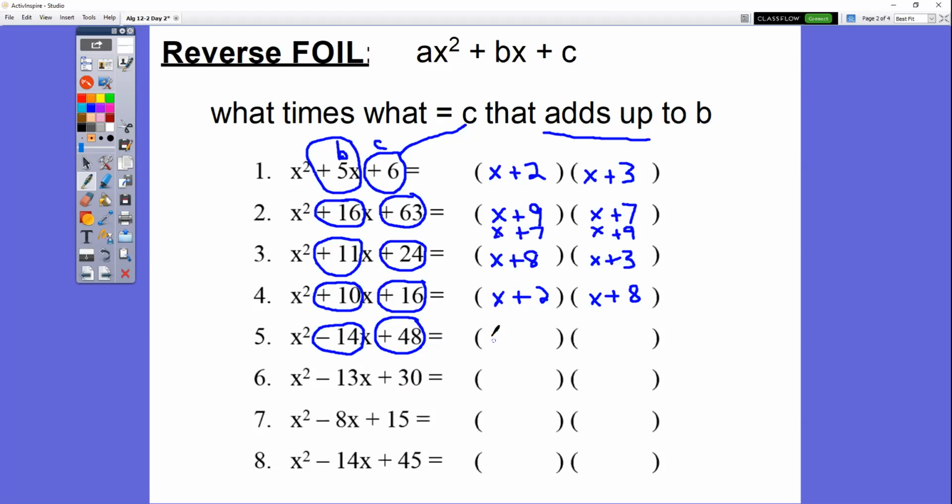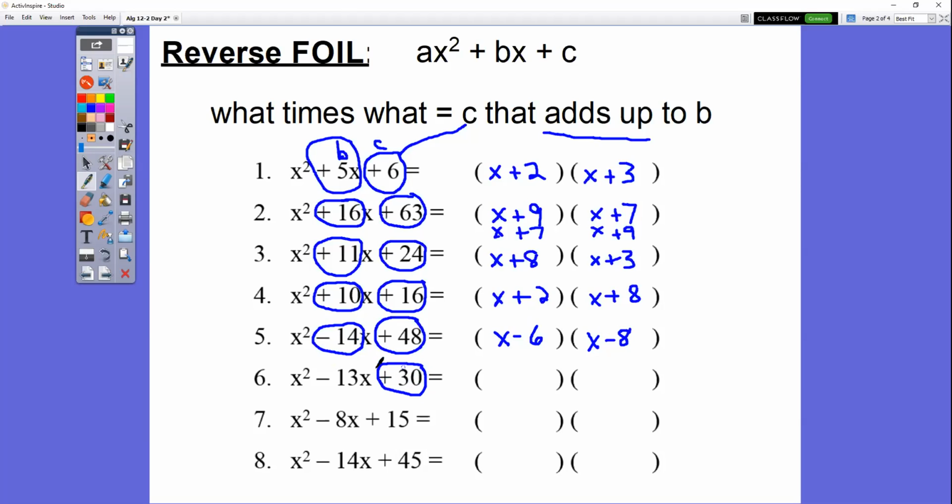Good. I see a bunch of correct answers. It is -6 and -8, because -6 times -8 is positive 48. Because remember, a negative times a negative is a positive. But then when we add together those two numbers, -6 plus -8, you do get -14. Go ahead and try number 6.